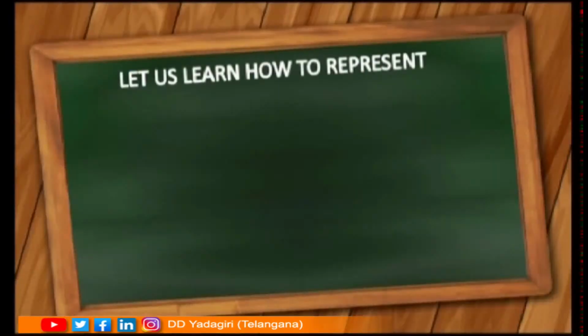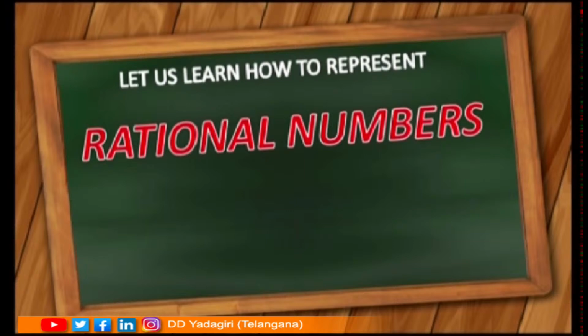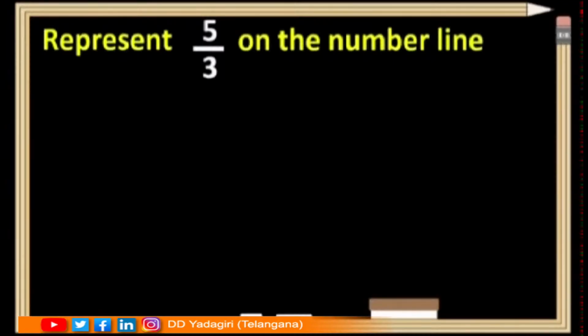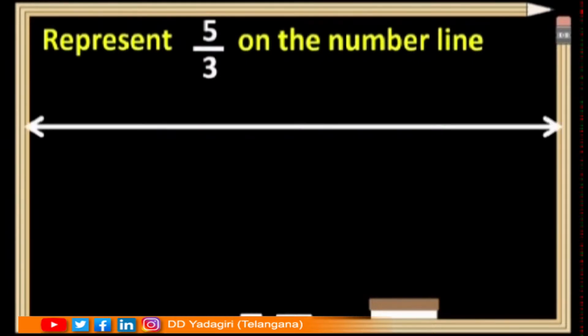Now the interesting topic: how can we represent these rational and irrational numbers on the number line? Okay, let us see. Let us learn how to represent rational numbers on the number line. First, represent 5 by 3 on the number line. First, take a number line, locate 0, 1, 2 on the number line.